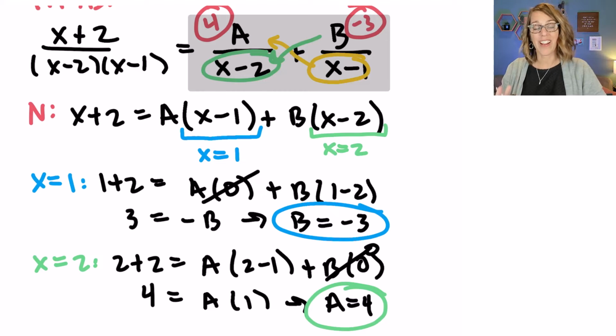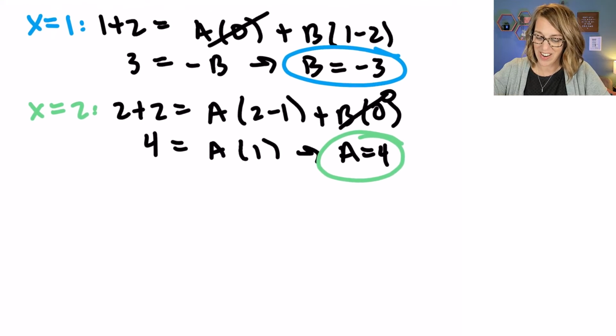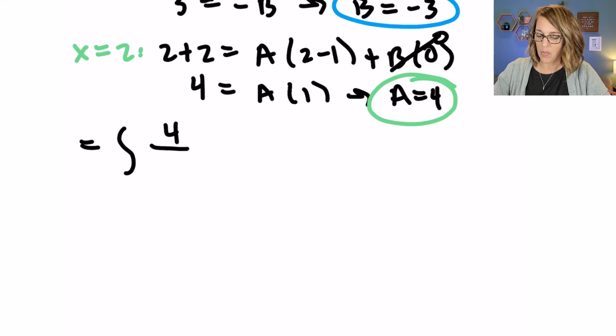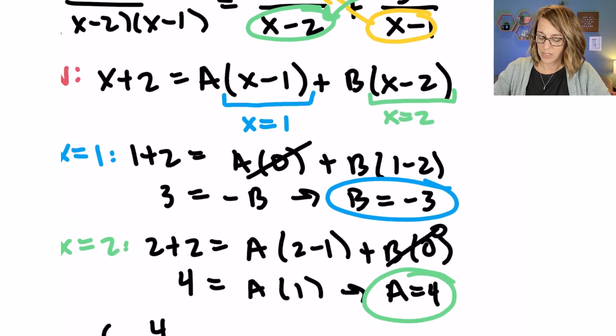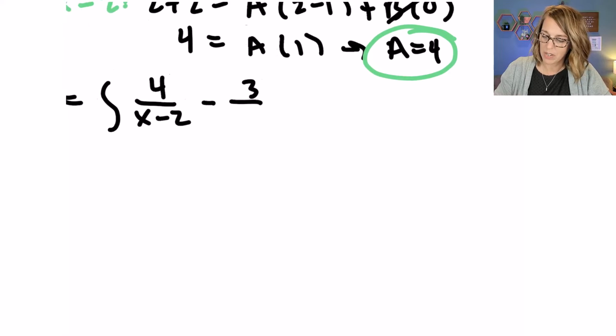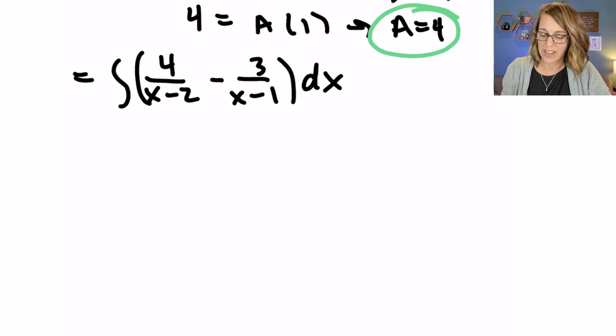Well, let me go ahead and rewrite this, and I'm going to rewrite it inside of our integral so that it's a little neater than what I've got there. So this gives me my integral now in a form that I can integrate. So I have 4, and that was over the x minus 2. So I've got 4 over x minus 2. And then b is negative 3. So negative 3 over the x minus 1. And this is all dx.